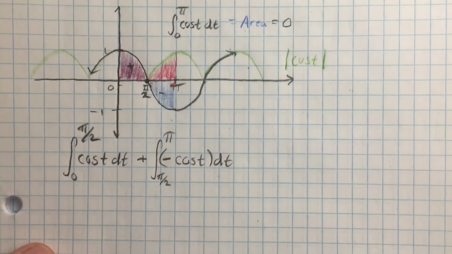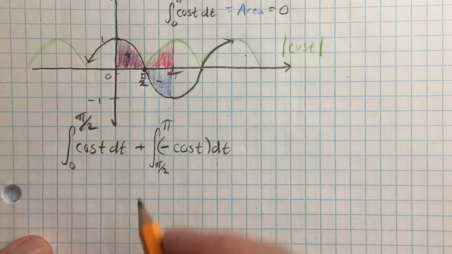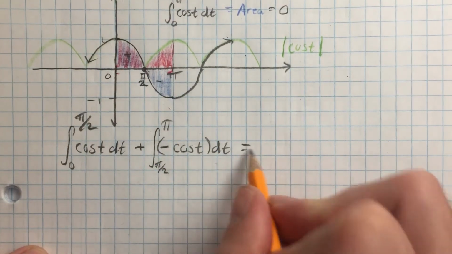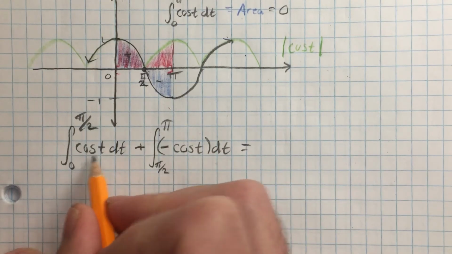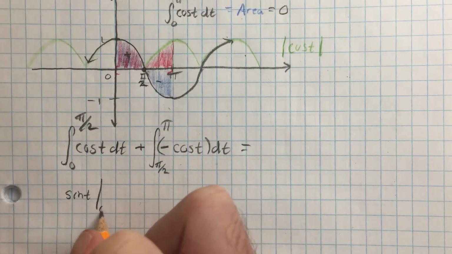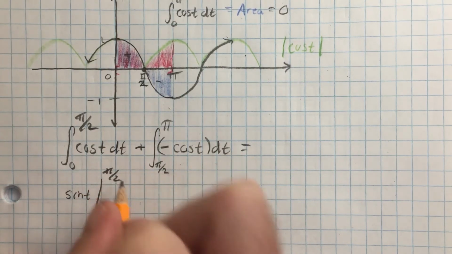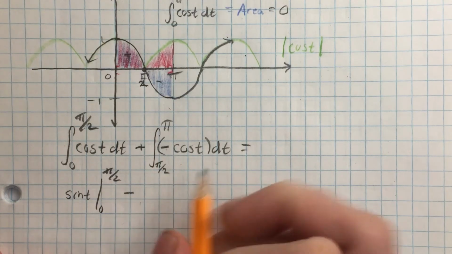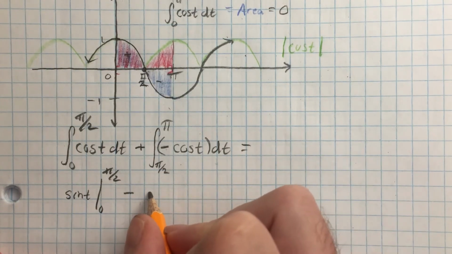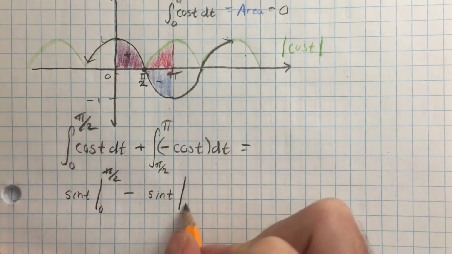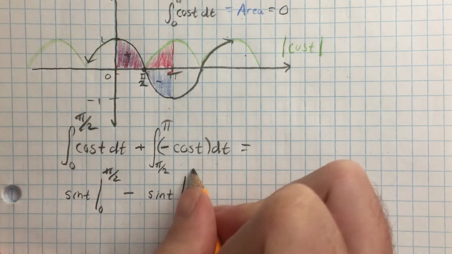And now we can use our regular antiderivative rules and fundamental theorem of calculus part 2 to evaluate both of these. So over here we know the antiderivative of cos is sine, so we get sine t evaluated 0 to pi on 2. And I'm going to take this minus to the outside, minus cos t again will be sine t evaluated pi on 2 to pi.